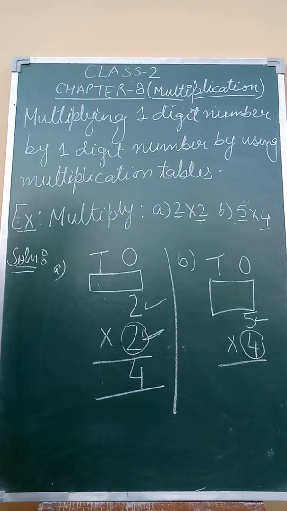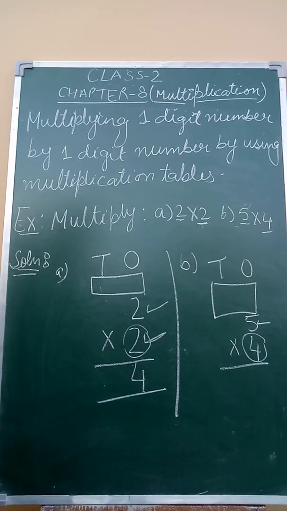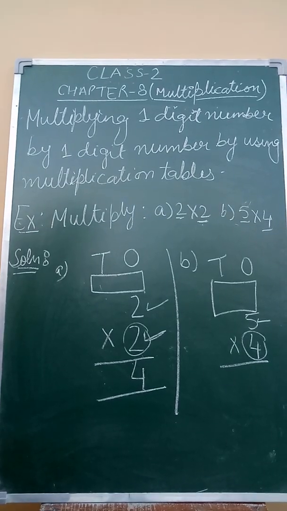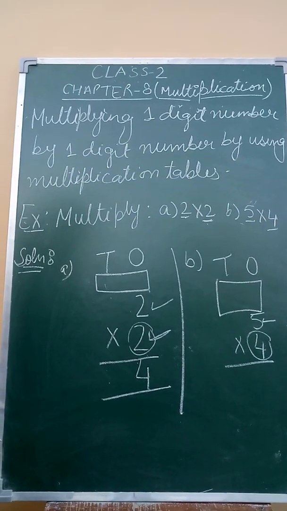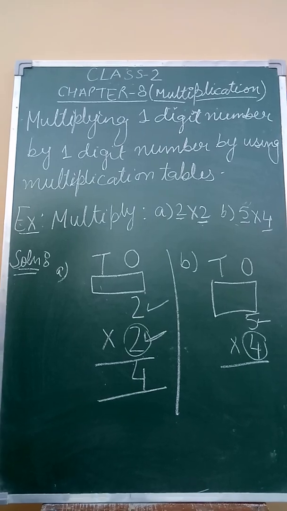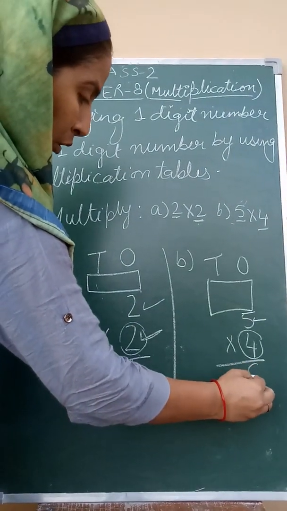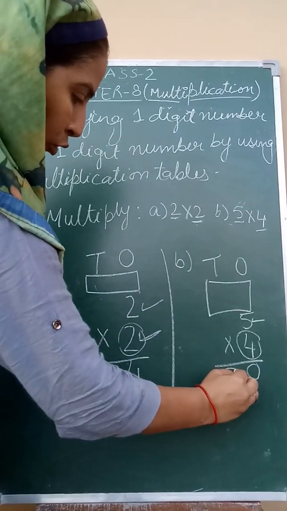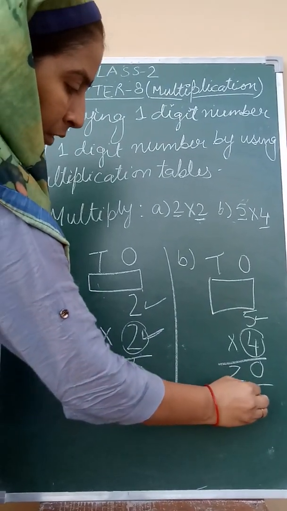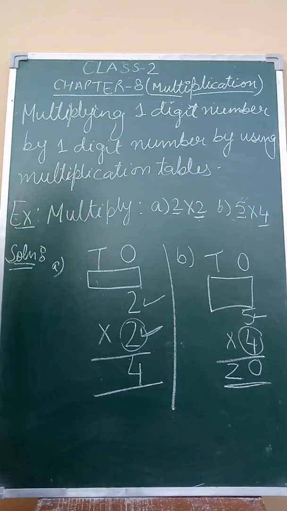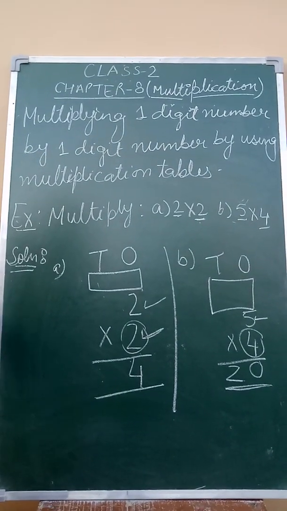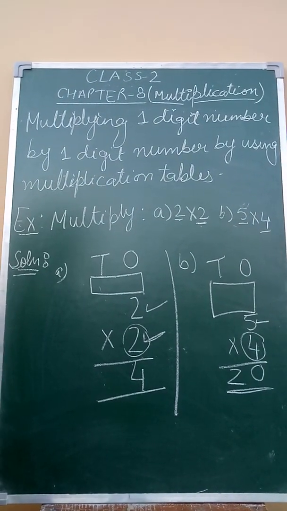So 4 times 1 equals 4, 4 times 2 equals 8, 4 times 3 equals 12, 4 times 4 equals 16, and 4 times 5 equals 20, and 20 is a 2-digit number. So student, write 0 on the ones place and 2 on the tens place. That's why I am writing the ones in the tens place. So this is the way how to multiply one digit number by another one digit number.